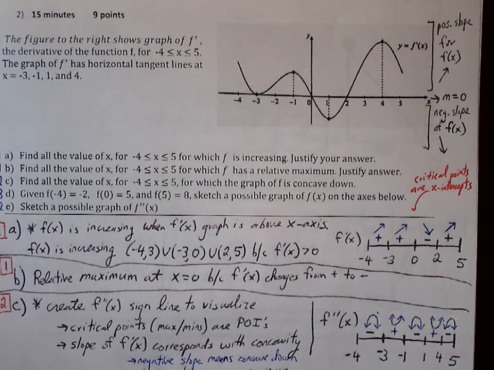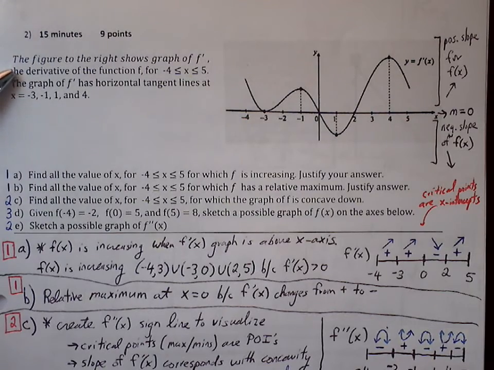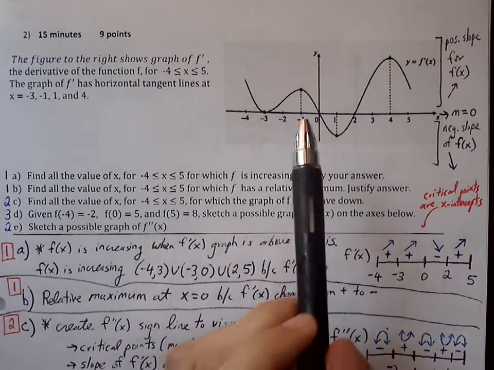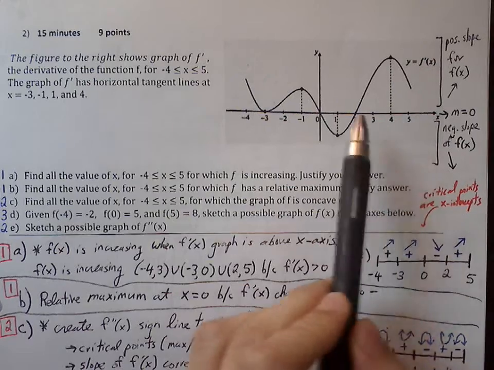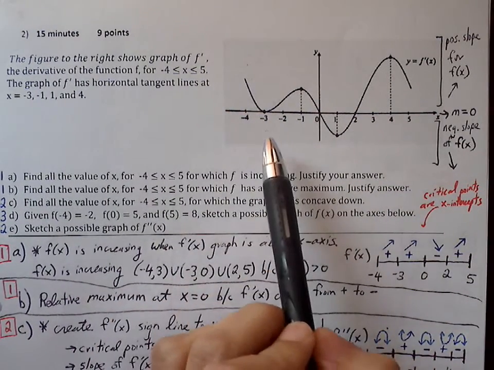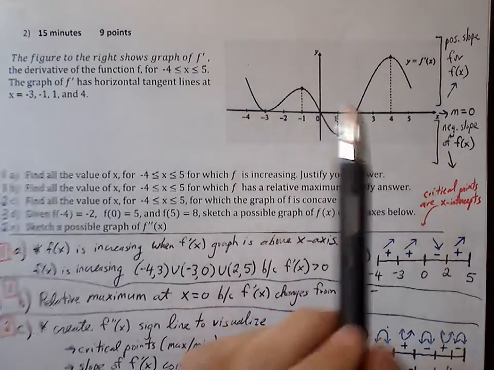This is number 2 off of the FRQs for mock AP exam number 3. The figure to the right shows f prime. We have a derivative graph shown, and the values are between -4 and 5. And this f prime graph has horizontal tangent lines at -3, -1, 1, and 4.